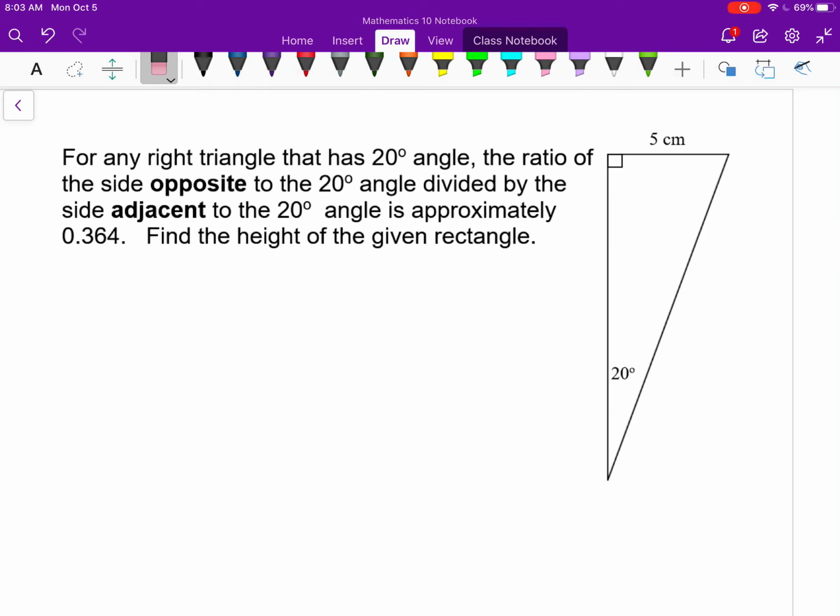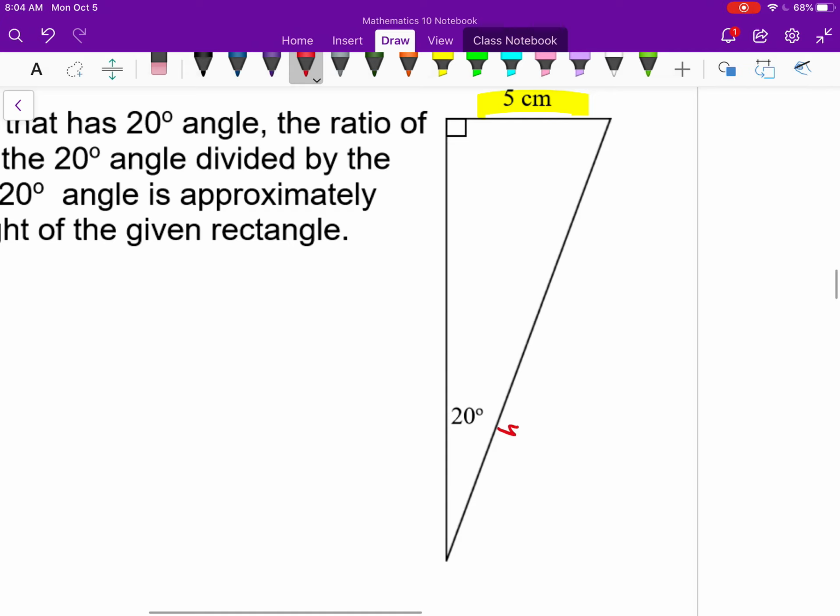So I have a right triangle here with a side of 5 centimeters and an angle of 20 degrees. Okay, some terminology I want us to remember about a right triangle. The hypotenuse is always the longest side. So this side right here on an angle is the hypotenuse. It's also always the side opposite to the right angle, the 90 degrees, always.